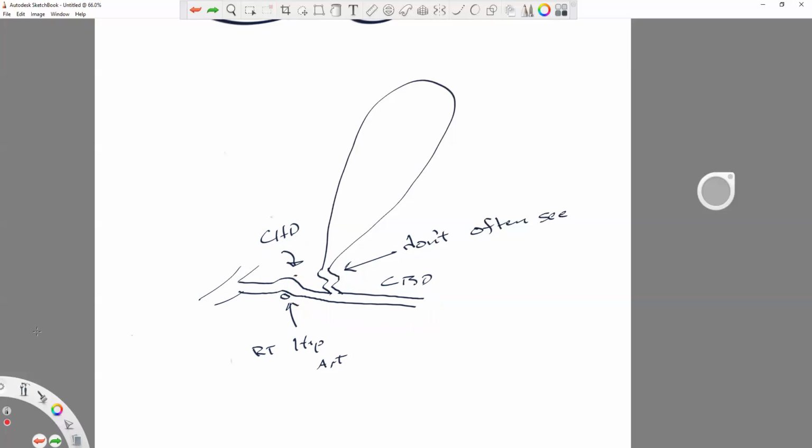Wait a minute, Mr. S, why are you talking about the portal system? Well, remember, this is the portal triad. So let's just add our portal vein. Main portal vein. Common bile duct is part of the portal triad, along with the hepatic artery.